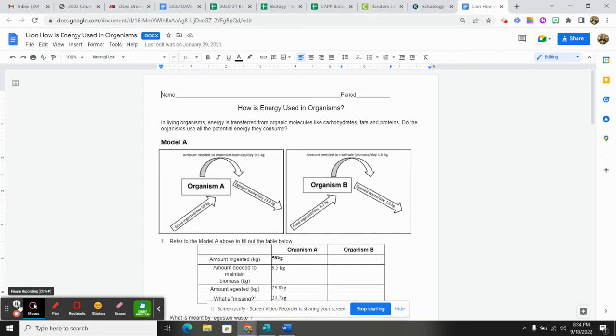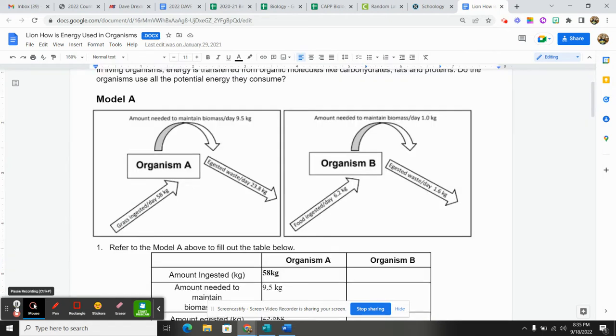So if we read at the top of the page, it says, in living organisms, energy is transferred from organic molecules like carbohydrates, fats, and proteins. Do the organisms use all of the potential energy that they consume? So what that's asking is, every single morsel of food that you eat, does that actually get turned into just rote energy for your body?